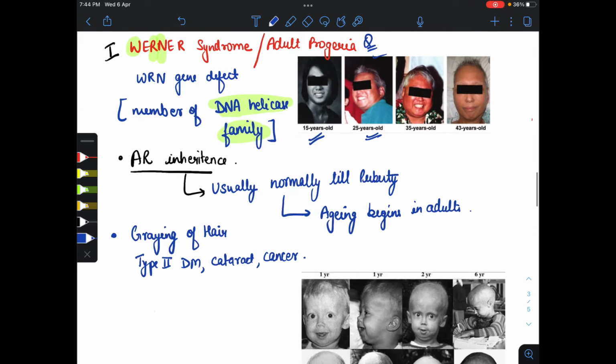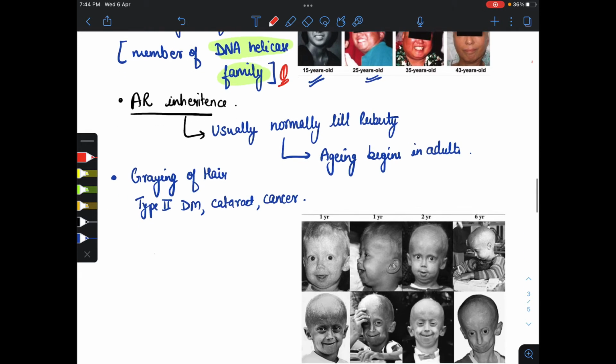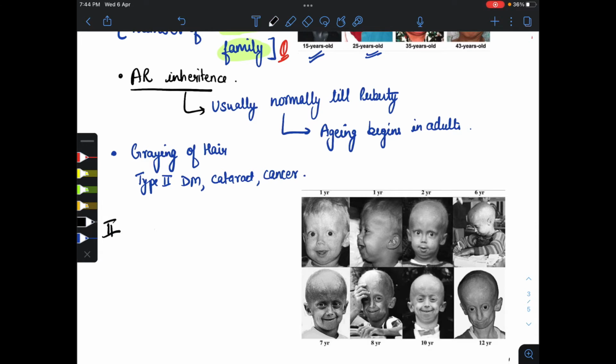Now, from this Werner syndrome, which gene defect is there? WRN gene defect is there, and it is involved in the DNA helicase family. These questions are very important. Now the next one, just opposite to it, because in Werner syndrome aging is after puberty, and the second one is Hutchinson Gilford syndrome. It is just opposite to Werner syndrome.